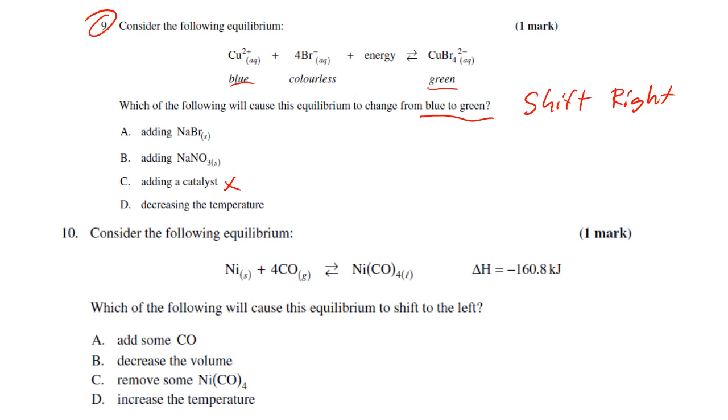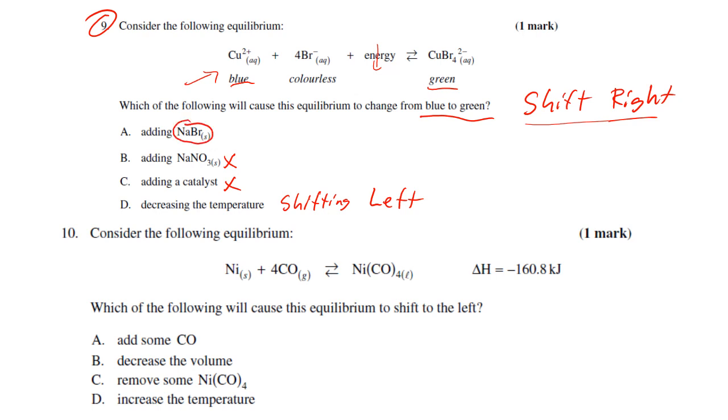This one right here that says adding some NaNO3: Na and NO3 are not in this equation. If we decrease the temperature, the reaction is going to be shifting left. And we're looking for something that's shifting right. That kind of leaves only this answer right here, adding NaBr.